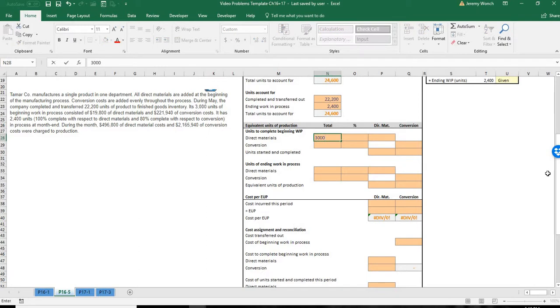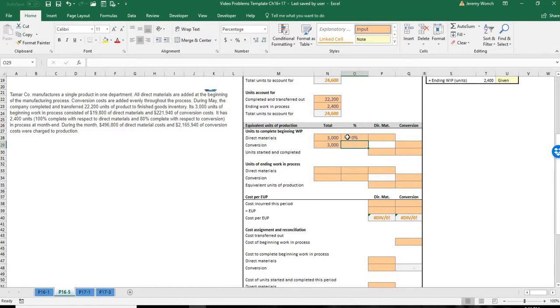So if we're talking about our beginning work in process, it says we had 3,000 units. It said that at the beginning of the month, 100% of the direct materials had already been added. So that means we accounted for those last month. We don't account for them this month. So we account for 0% this month.